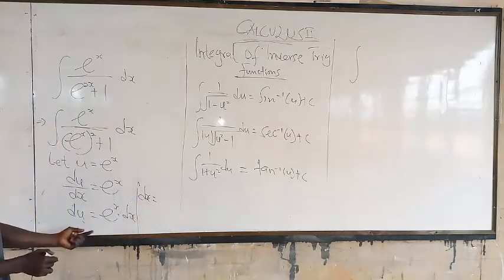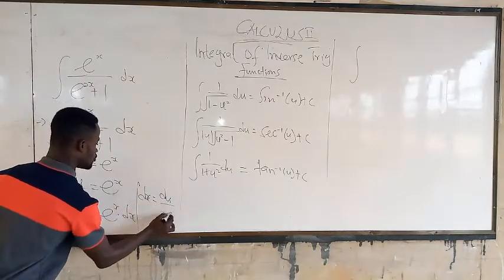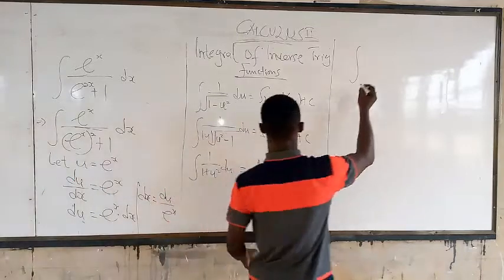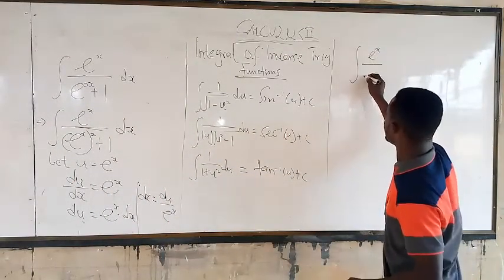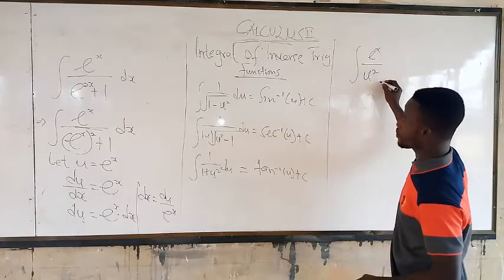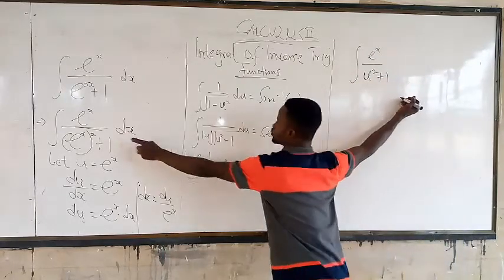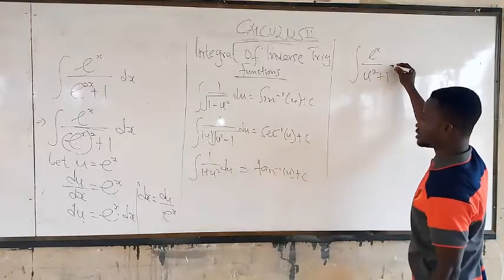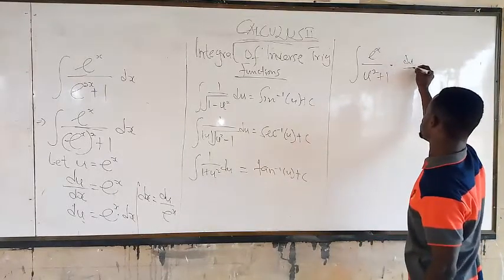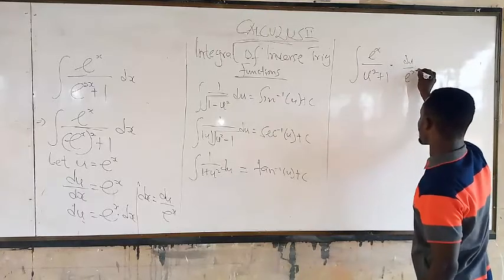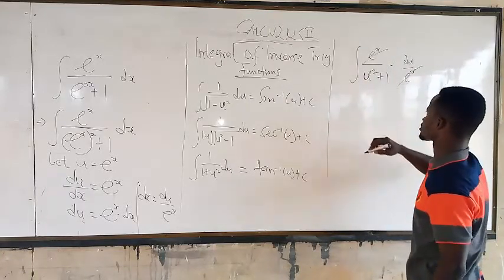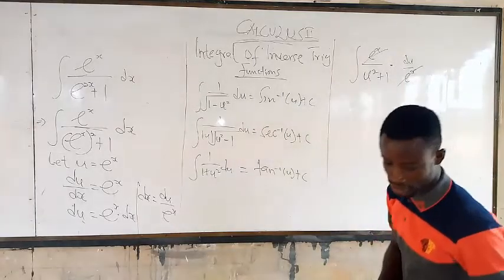ds is equal to what? du over e raised to the power s. So when you come here, e raised to the power s over u squared plus 1. We are doing substitution to this, and ds is du over e raised to the power s. So this cancels this. I hope you can see that.